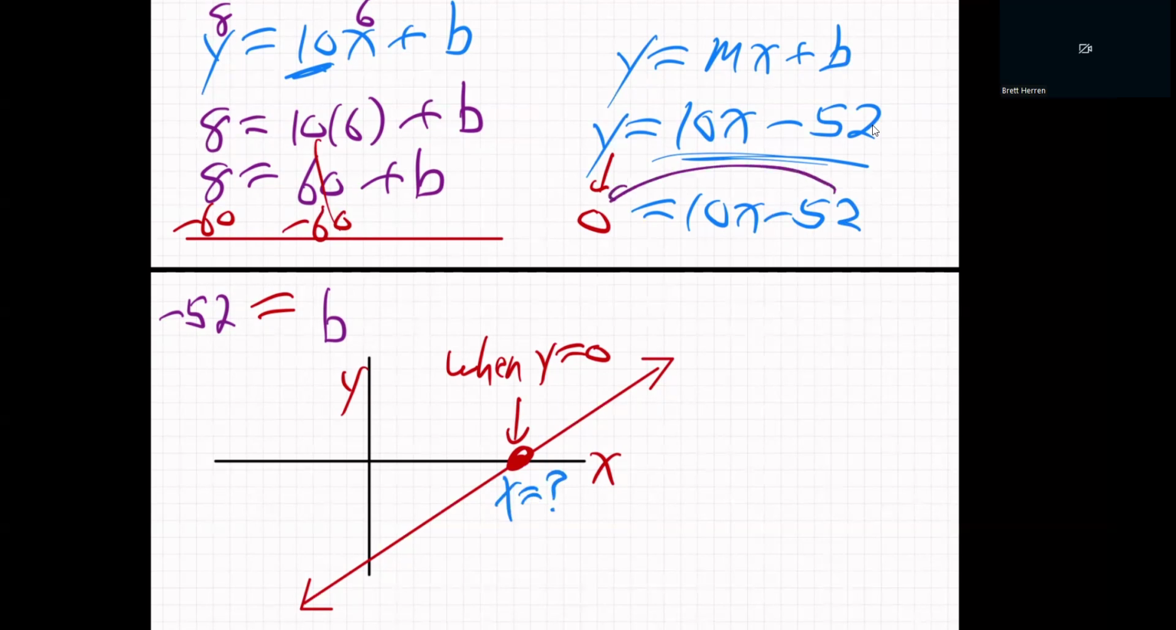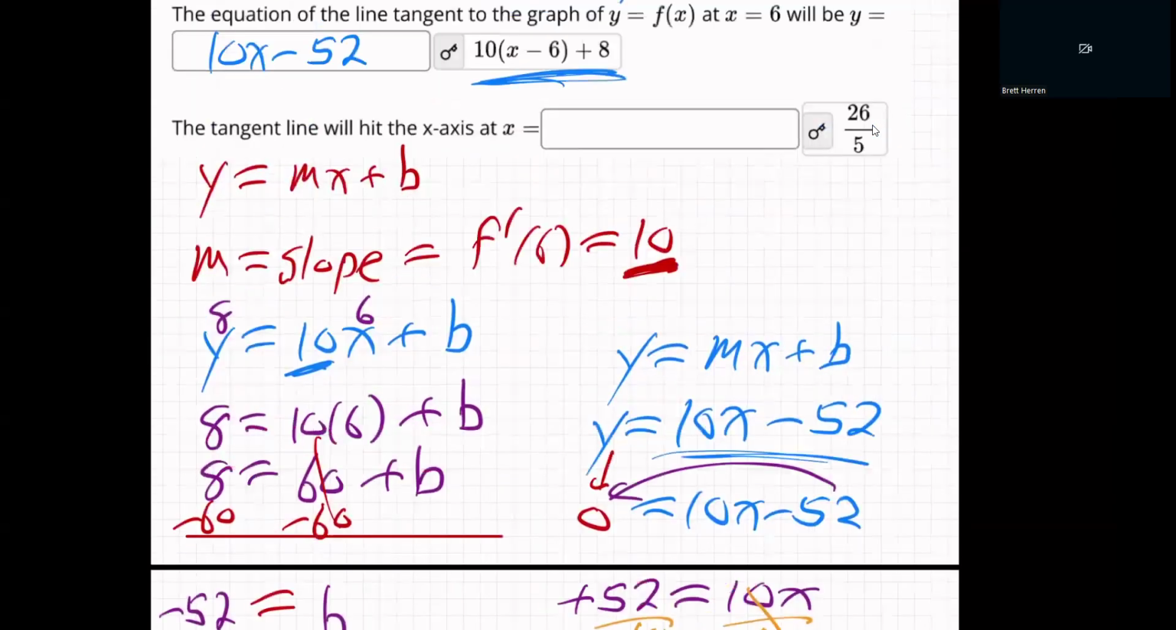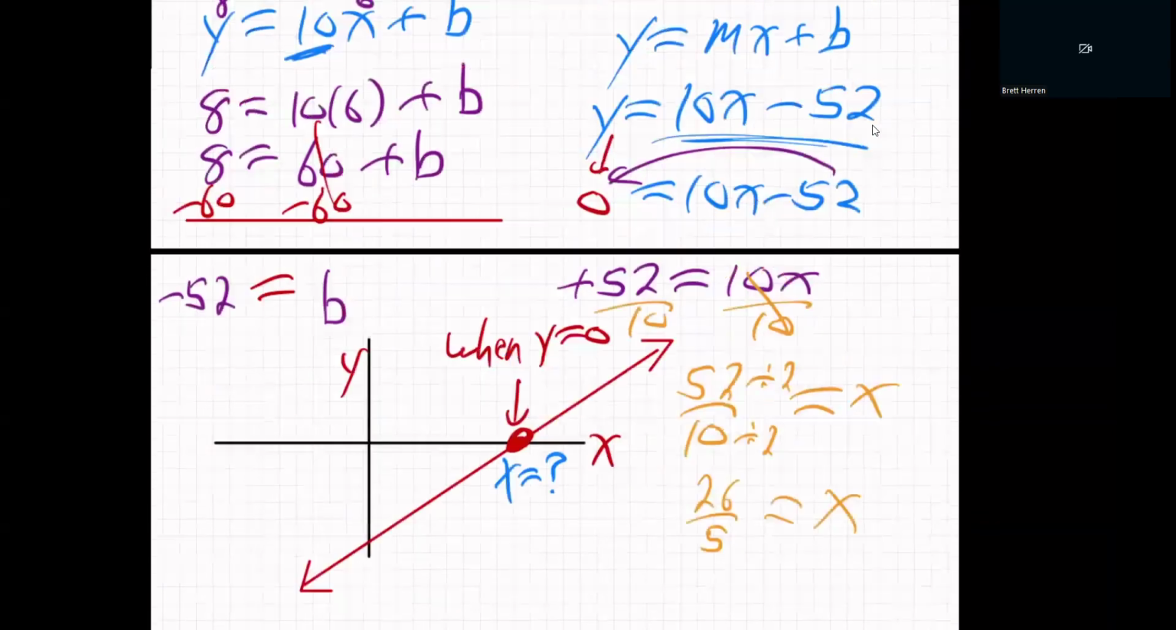So jump this 52 to the other side, plus 52 is 10x, and then divide by 10. Boom. X equals 52 over 10. You can reduce it or type it in, whatever. Divide by 2, top and bottom. X equals 26 over 5. That's the answer they gave, right? Yeah, I think they'll take a decimal or a fraction, reduced or not reduced. There we go.